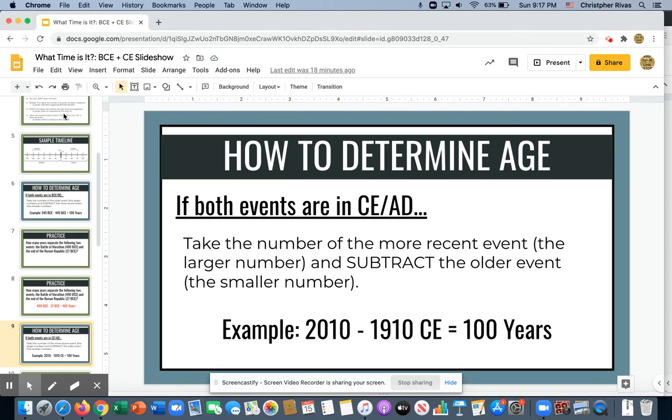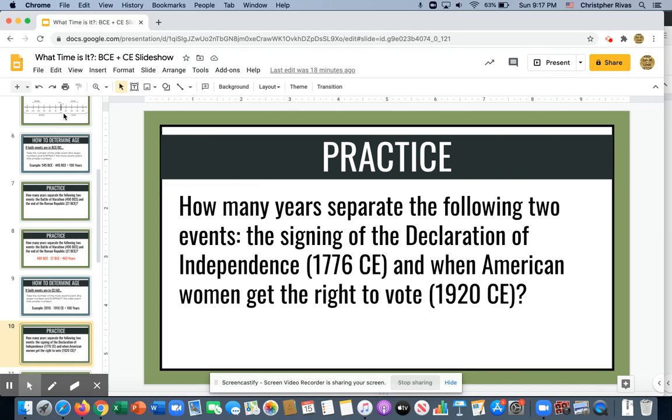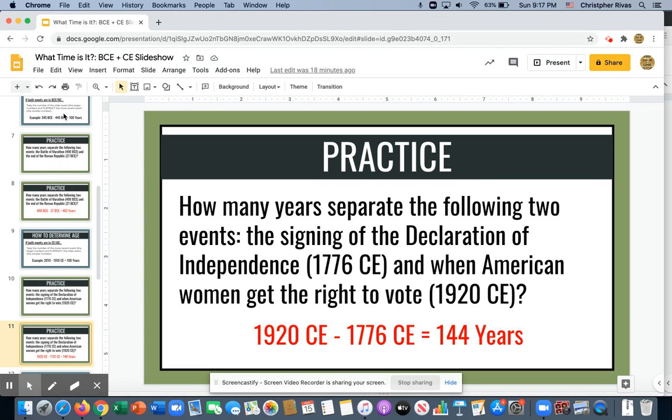Okay. What if both events are in the CE? You're going to take the larger number, of the more recent event, and subtract the older event, the smaller number. So we have an example here, 2010 minus 1910, that's 100 years. So let's practice it. How many years separate the following events? The signing of the Declaration of Independence in 1776 and when American women got the right to vote, 1920. Right, you're going to subtract 1776 from 1920 and we get 140 years.